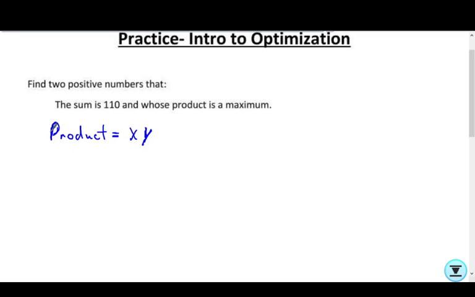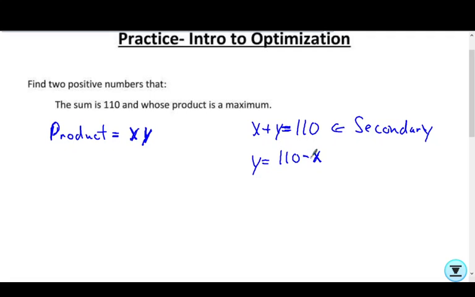Now, I can pick any two numbers as long as when I add them together, I get 110. So this is my secondary equation, or my limiting factor. That's going to help me get my product into one variable. You could solve for x or y. I'm going to solve for y, so I get my original one in terms of x. So my product now is x times (110 minus x).